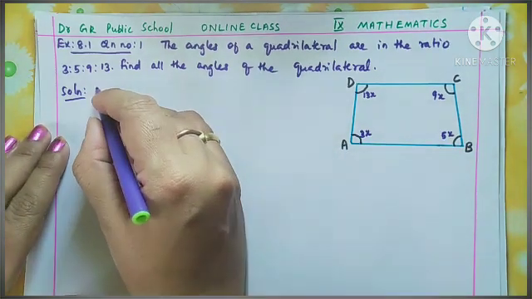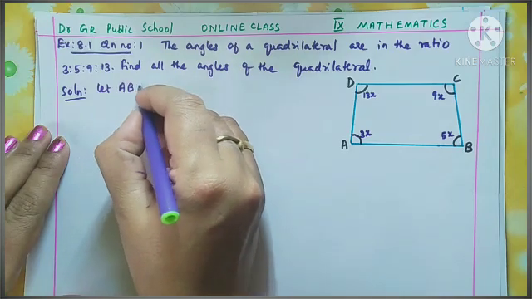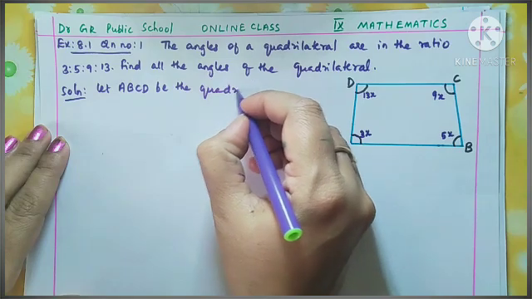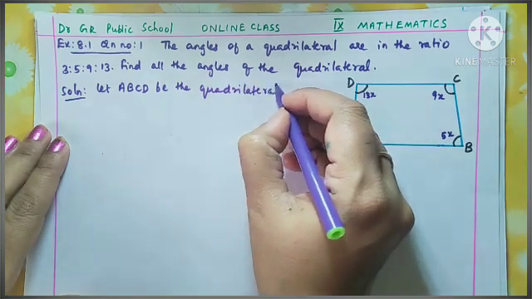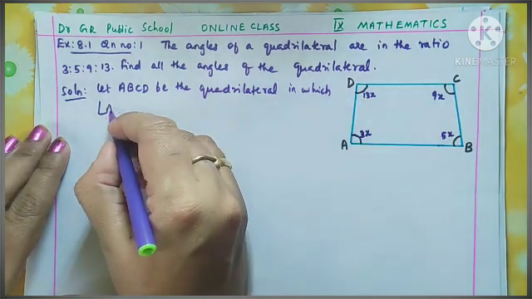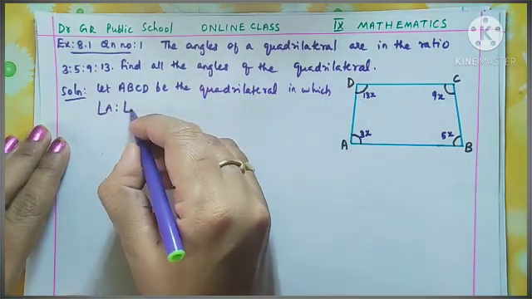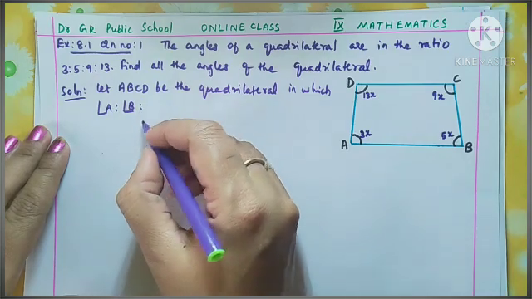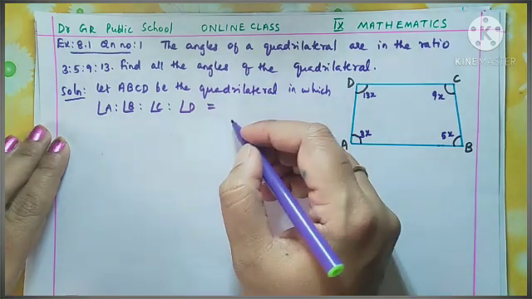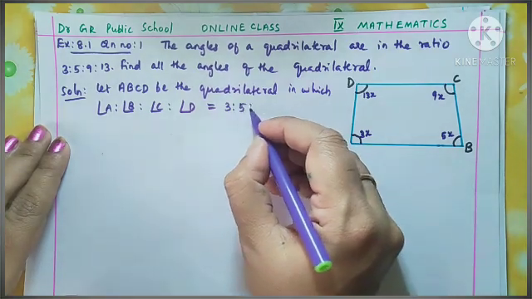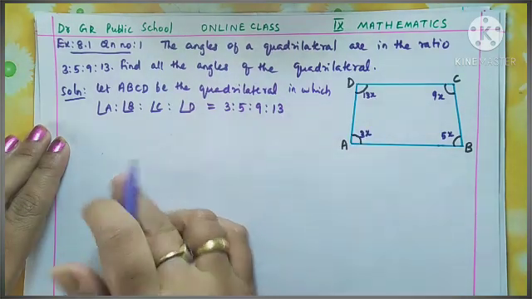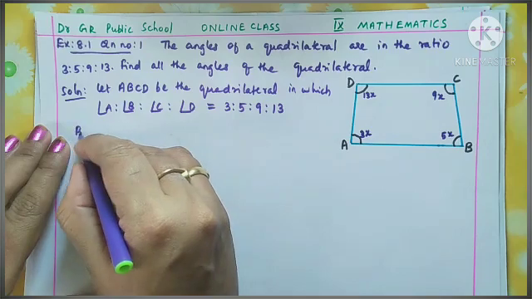Okay, so start the solution. Let ABCD be the quadrilateral in which, as given in our question, the ratio of all 4 angles, angle A to angle B to angle C to angle D, is 3:5:9:13.